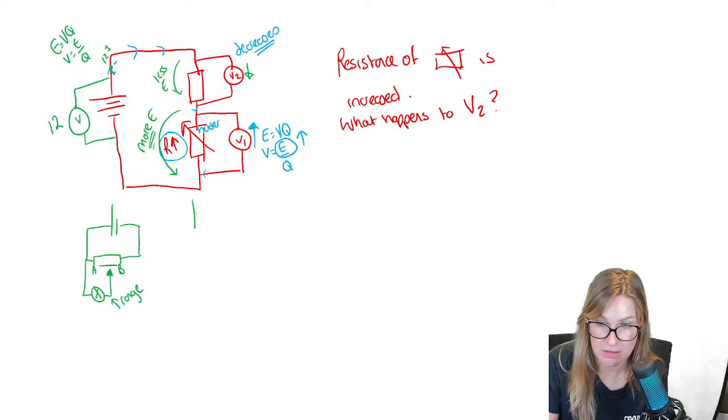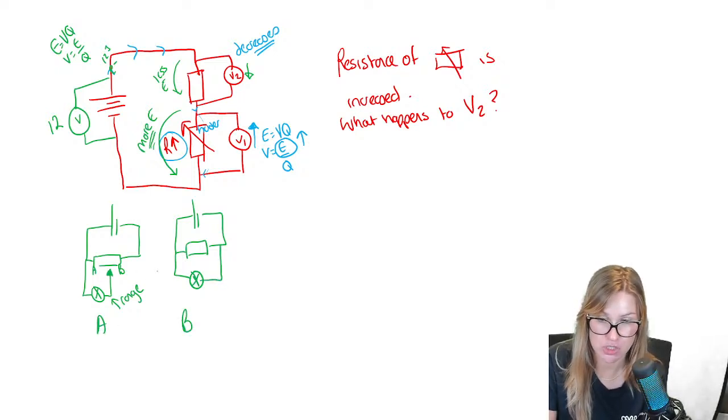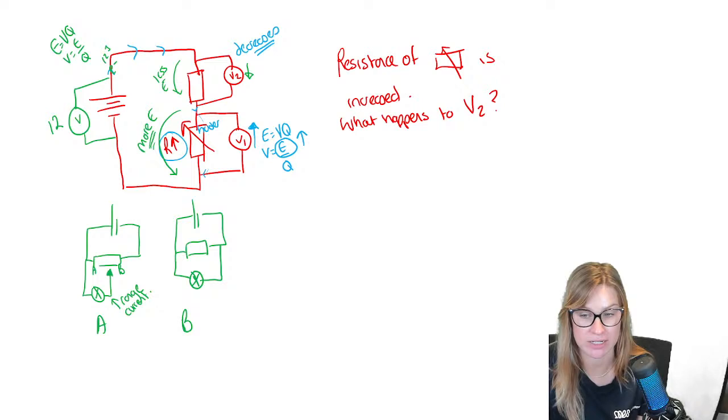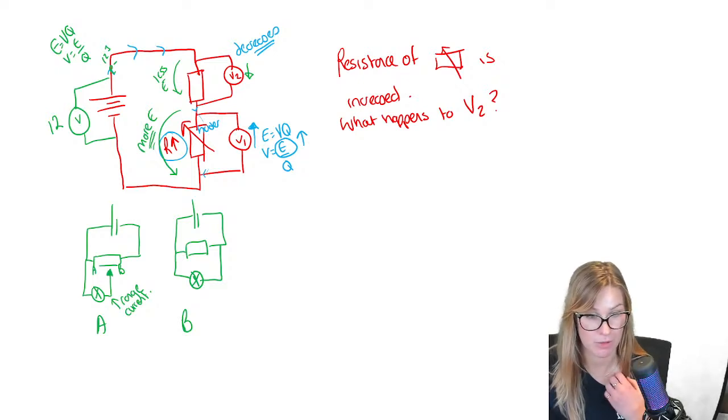Is it going to be this circuit, or is it going to be this circuit? Circuit A or circuit B? Which circuit is better for me to get a range of current through my bulb? Which circuit is going to give me a better range of currents through my bulb? A or B? What do you think? Anyone want to be brave? Pop in the chat.